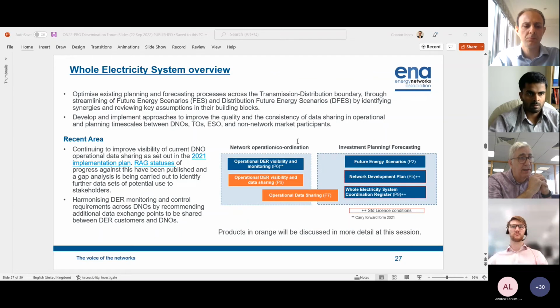I think it's the intention of most, if not all, the DNOs to do this on an annual basis. So that's product 2 and product 5.